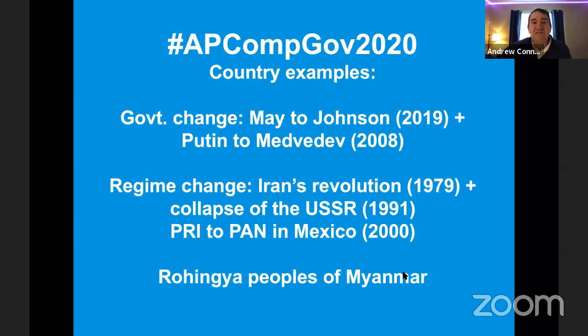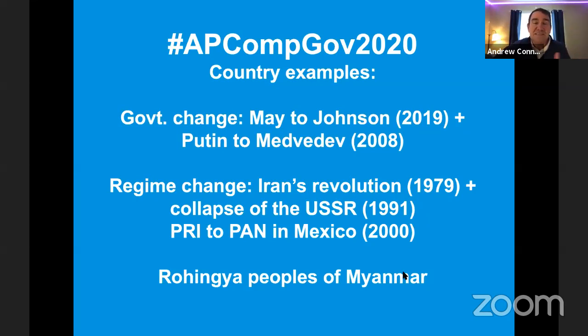So we had examples of government change, and students were tweeting out the change from Theresa May to Boris Johnson just last year, or the change from Putin to Medvedev. It's the one time that Putin wasn't president, those 4 years from 2008 to 2012 in the last 20 years. And also we had examples of regime change. Remember, regime change is that enduring change in government. So when Iran's theocracy took over after the revolution in 1979, or the collapse of the Soviet Union in 1991 that led to the creation of the Russian Constitution.